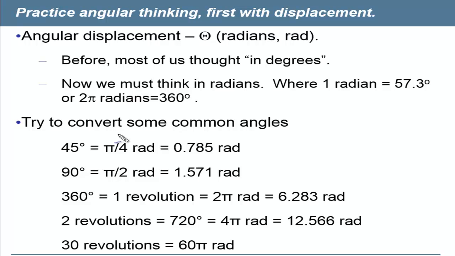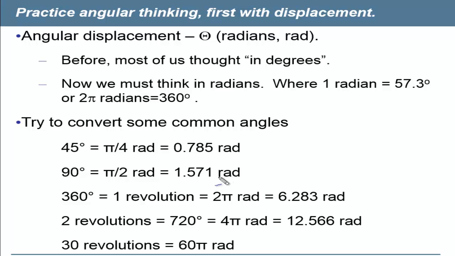So if we convert just some common angles, just to practice our conversion between degrees and radians, we have 45 degrees times 2 pi radians divided by 360 degrees, because it's 2 pi radians per 360 degrees. And we should end up with pi over 4 radians, which is the same as 0.785 radians. Same thing with 90 degrees. Take 90 degrees times 2 pi over 360. We end up with pi over 2, or 1.571 radians.